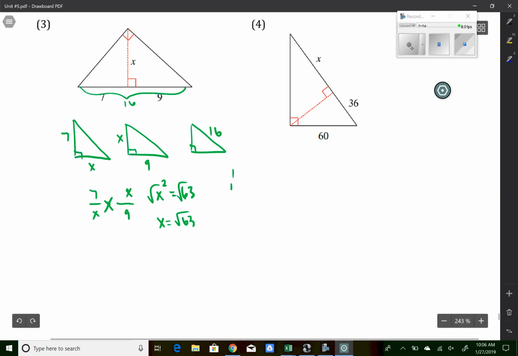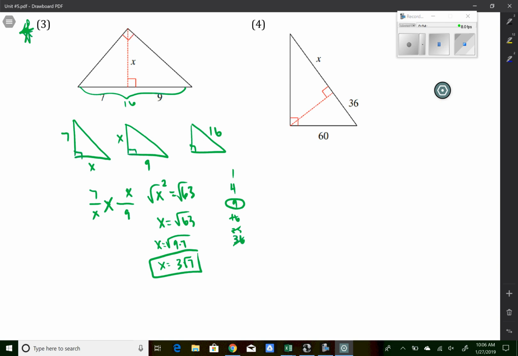So looking at this, I have 1, 4, 9, 16, 25, 36, and I'm looking for the largest number on that list that goes into 63 as a factor. The only number that actually works is 9. So I could change this to 9 times 7, and then we can say x is equal to 3 square roots of 7, my final answer in simplest radical form. I guarantee you something like number 3 would be on your test this week for Unit 5.